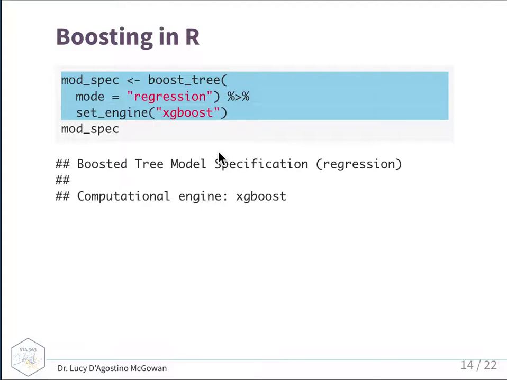And then for boosting in R, we can use the boost_tree function. Again, we want to make sure we set our mode equal to regression. And for that, we used the xgboost package to be able to do boosting.